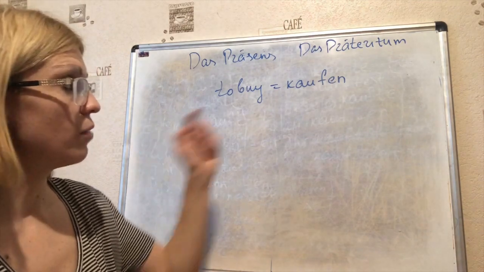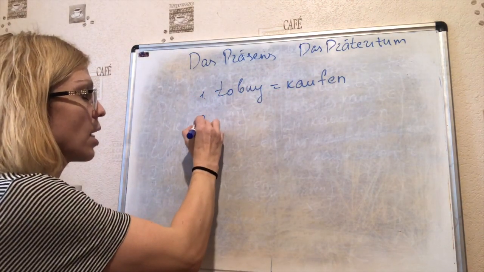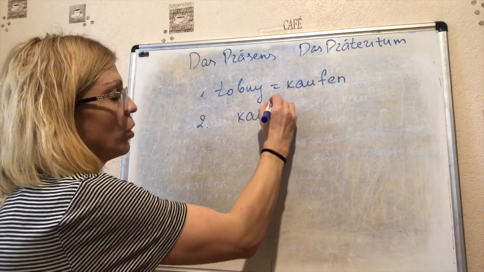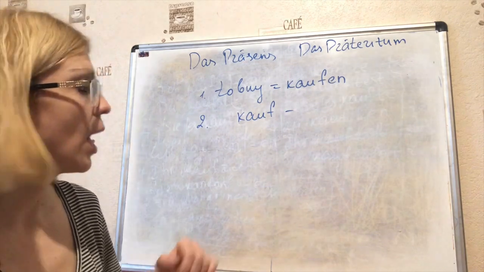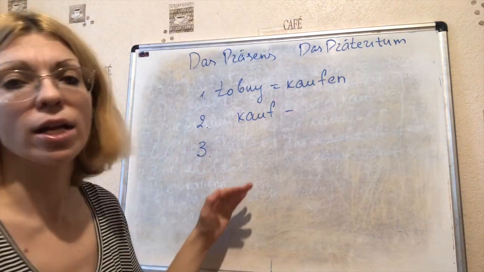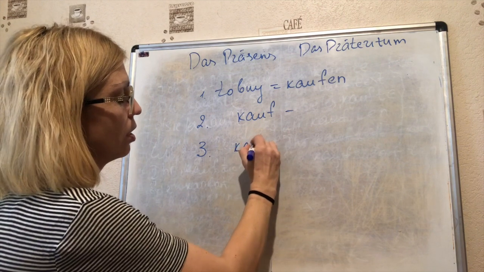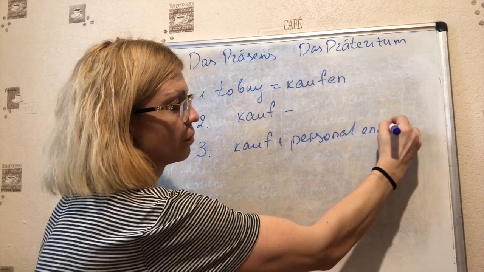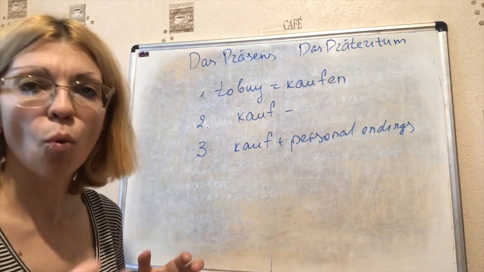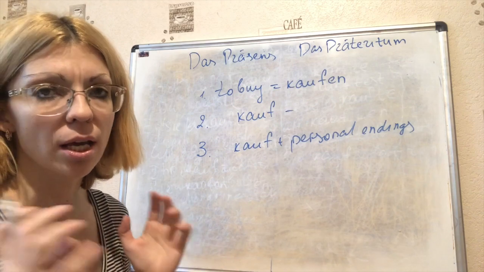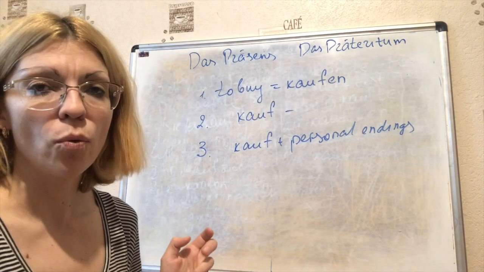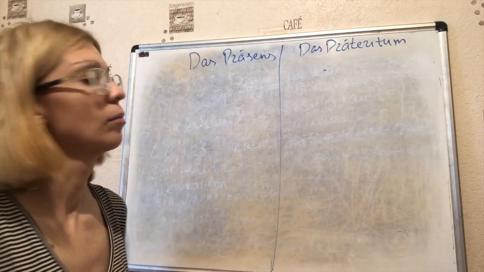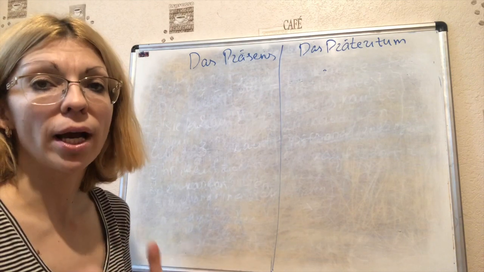Second, you should drop the e and the n ending, and we have the stem of the verb, okay? And third, you should add personal endings. Okay, kauf plus personal endings. We have one set of endings for the present tense and another set of endings for the past tense. Now we are going to conjugate kaufen in the present tense. Follow me, please.